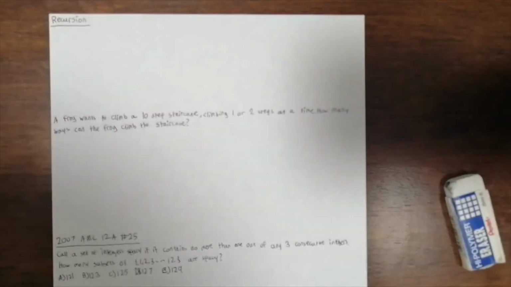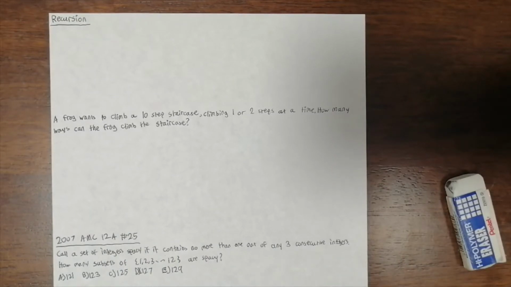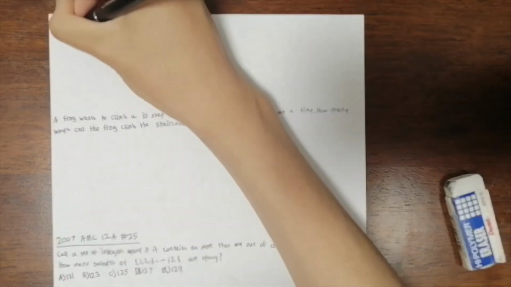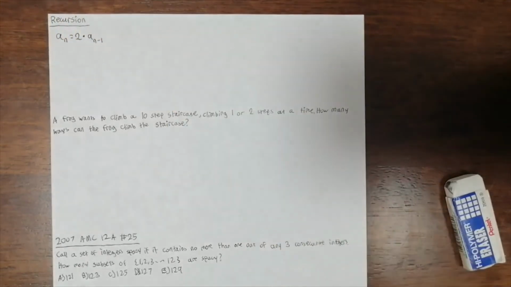Okay, so today we're going to be talking about recursion, which is a mathematical concept that is used to solve many problems on the AMC and AIME. So, what is recursion? A recursive relationship is when the terms of a sequence are related to each other. So, for example, we could have something like the sequence a sub n, where the nth term of the sequence is equal to 2 times the (n minus 1)th term.